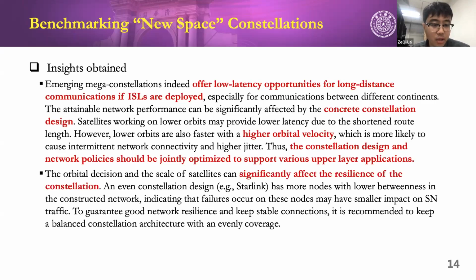Second, the orbital decision and the scale of satellites can also significantly affect the resilience of the constellation. An even constellation design, like Starlink, has more nodes with lower bitrate in the constructed network, indicating that failures occurring on those nodes may have smaller impact on satellite network traffic. To guarantee good network resilience and keep stable connections, it is recommended to keep a balanced constellation architecture with even coverage.